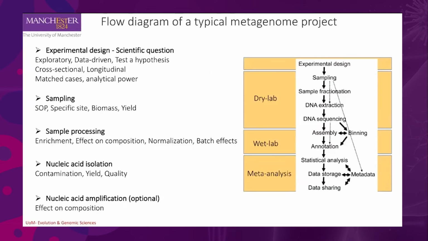Now, coming back to the flow diagram, apart from the experimental design aspects that we discussed up to now, we always need to think and, let's say, change or adapt the pipeline based on whether the study is exploratory, data driven, or we want to test a certain hypothesis. Of course, things will change or be adapted depending on whether we have a cross-sectional or a longitudinal study. It's always good to have matched cases for all the groups that we want to investigate.